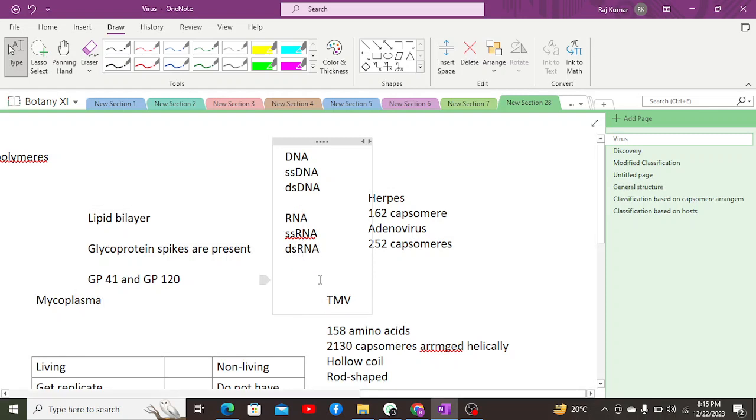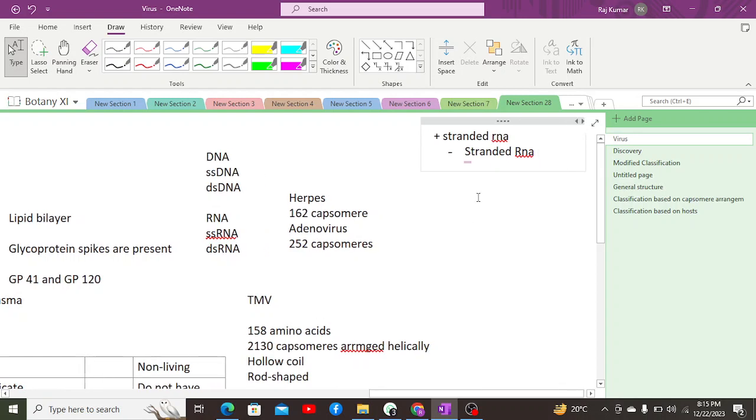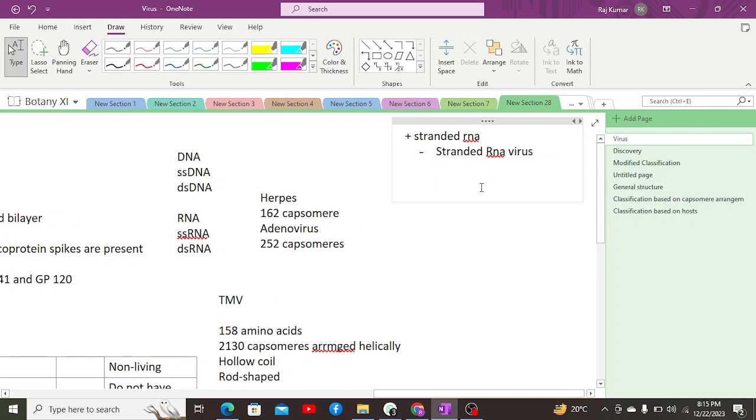Likewise, the single stranded RNA is further classified into plus stranded RNA virus, or positive sense single stranded RNA virus. Likewise, there is minus stranded RNA virus as a type of single stranded RNA virus. A minus stranded RNA virus can also be called a negative sense single stranded RNA virus.